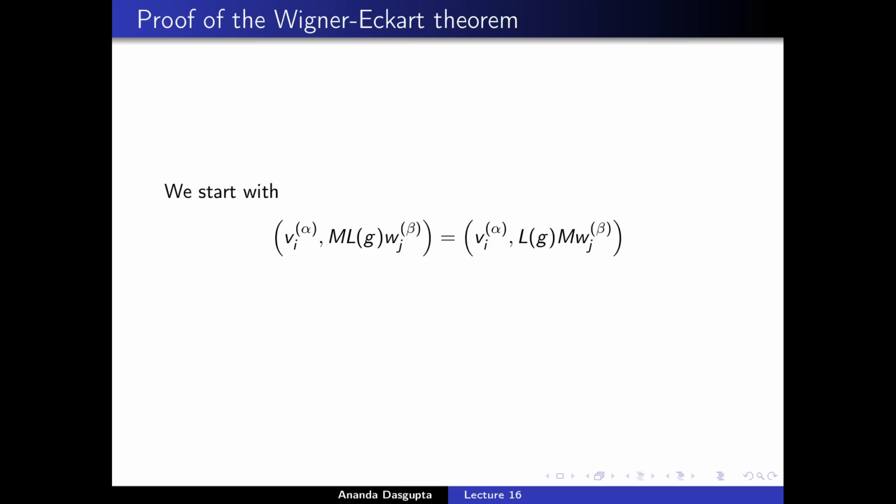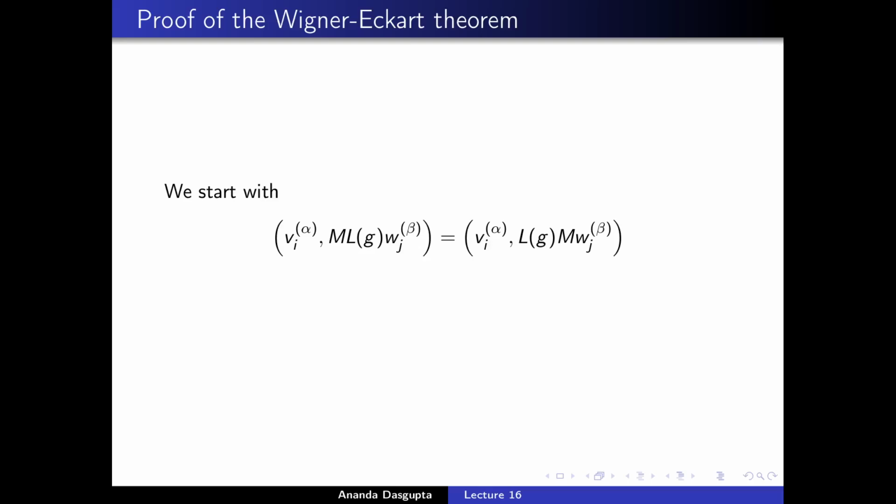So the proof of the Wigner-Eckart theorem starts obviously from the fact that M is an operator which commutes with each and every L of G for all G. So M L_G is equal to L_G M, and what we do is we take the matrix element of these two operators, M L_G and L_G M, which are equal to each other, with respect to the vectors V_i^α and W_j^β.